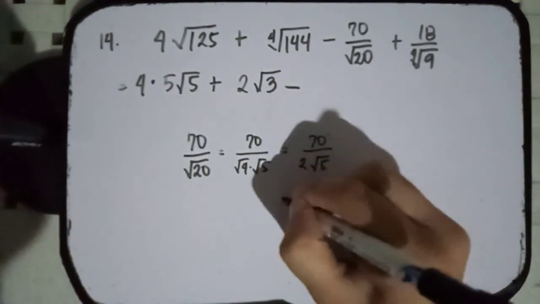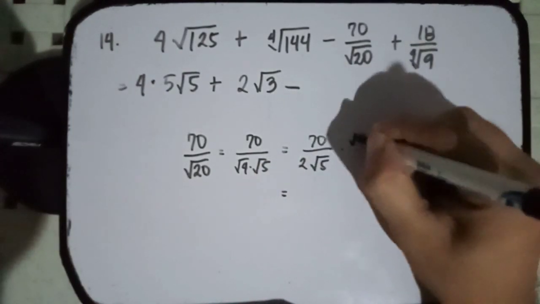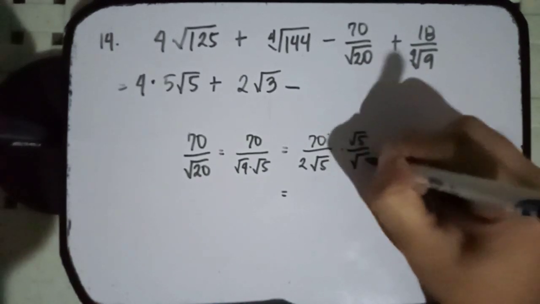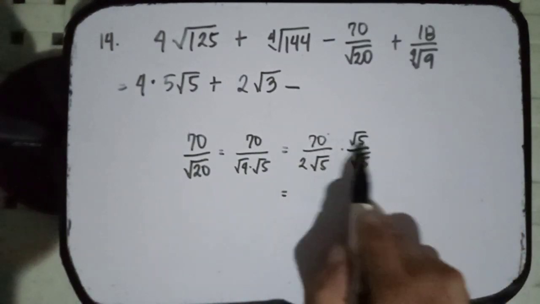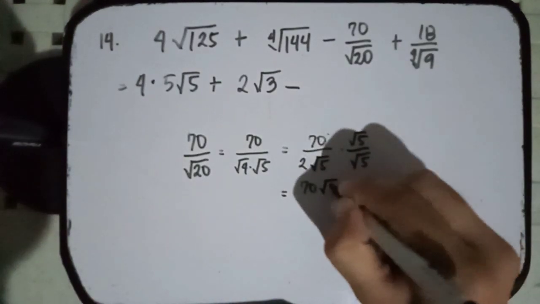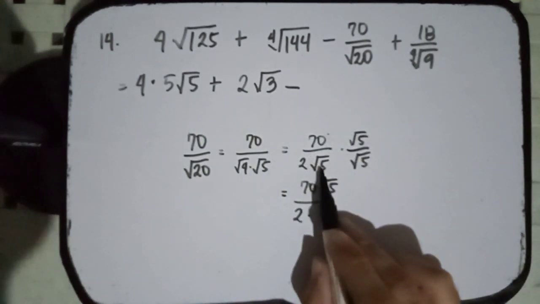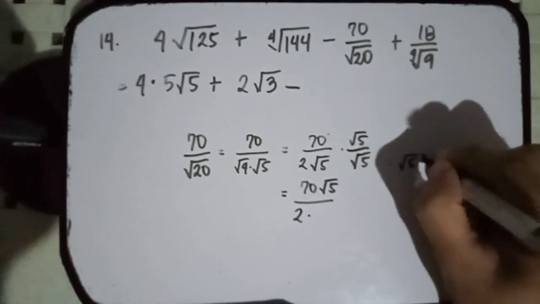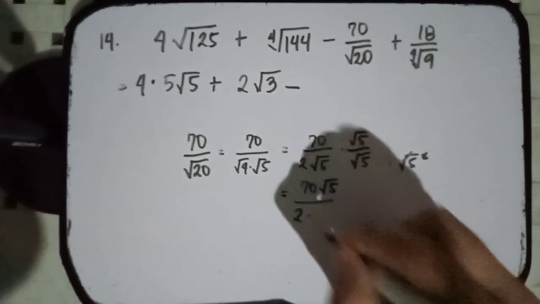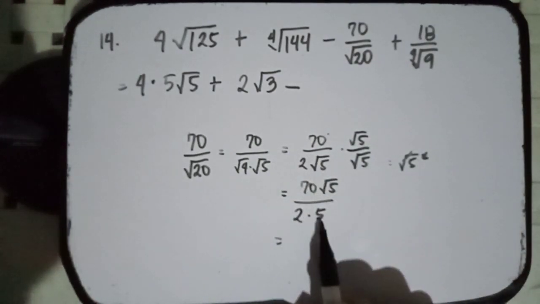Next naman po, i-rationalize natin itong square root of 5. So we have to multiply both numerator and denominator by square root of 5. So sa taas, we have 70 square root of 5 over 2 times square root of 5 times square root of 5, magiging square root of 5 squared. Makakancel na yung square root, so 5 na lang siya. Square root of 5 times square root of 5 is equal to 5.